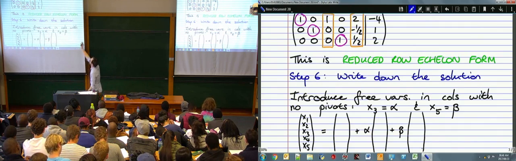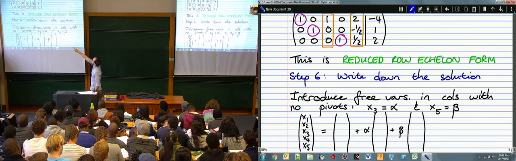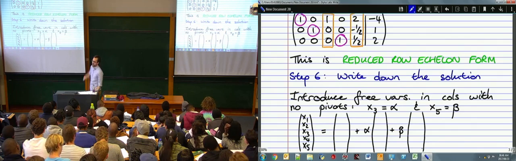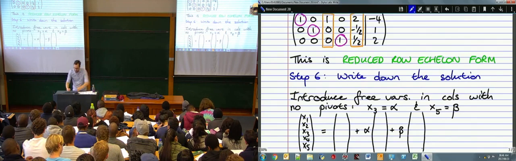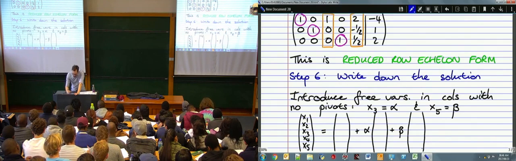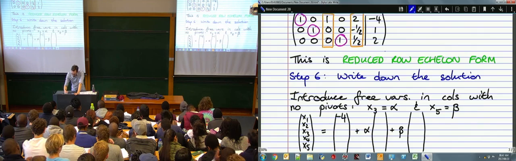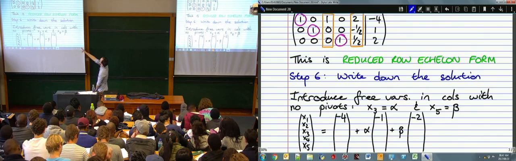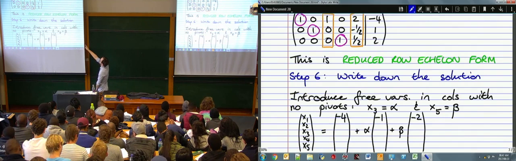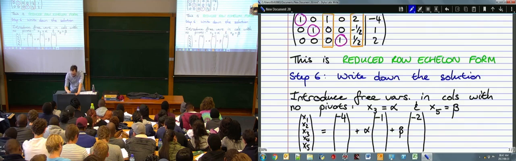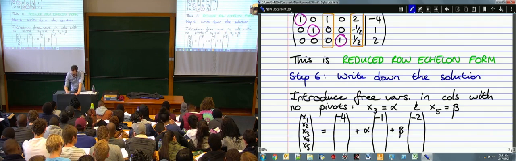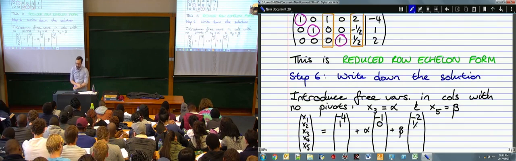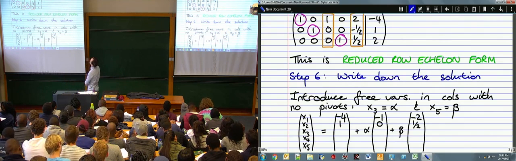And now we just read off each row. That first row says x1 plus alpha plus 2 beta is equal to minus 4. So x1 is equal to minus 4 minus alpha minus 2 beta. Then the next row says x2 minus a half beta is equal to 1. So x2 is equal to 1, no alphas, and that minus a half beta goes across to the other side, and you get a half over there.